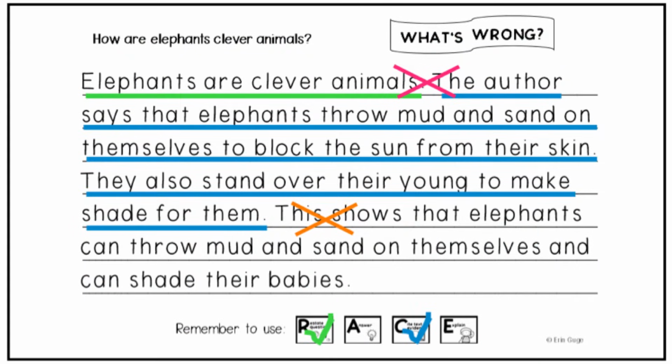So here you can see the X's for what is wrong. So we want to be sure we don't simply repeat what we've already written, but we add some sort of explanation about what we think about what we've already written.